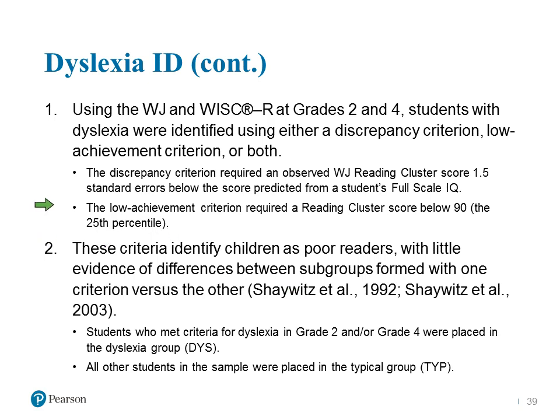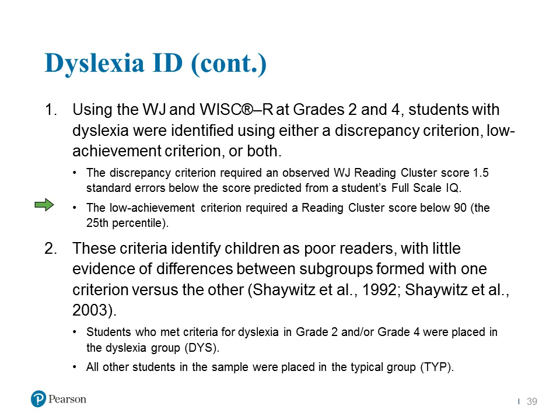So the two different ways that they were identified is using the WJ and the WISC data at 2nd and 4th grade. Students with dyslexia were identified either with discrepancy criterion or low achievement criterion, or both. So the discrepancy criterion was using a 1.5 standard deviation predicted discrepancy, and the low achievement criterion was a reading cluster score below 90, which is considered the 25th percentile.